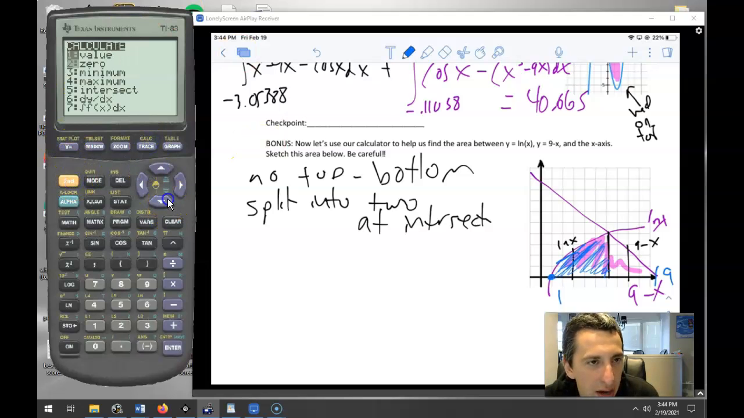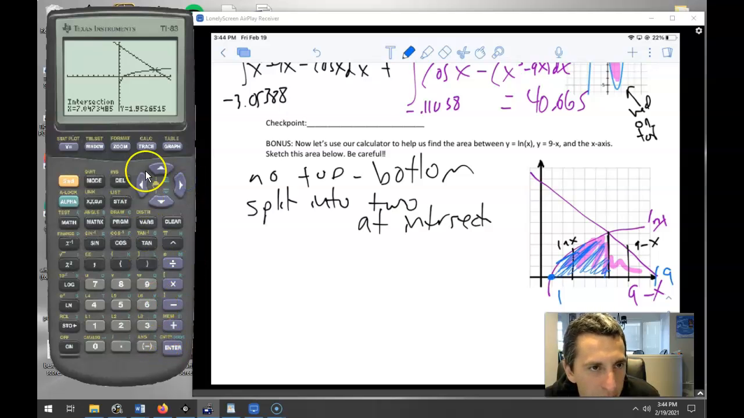So let's go second calc intersect here. So we'll go over a little bit. So we'll go first curve, second curve, guess. And then that gives you the intersection point there, which is at 7.0473. And then 1.9526. So that's like the x, and that's the y value. The x value is the only one we really care about for now. We'll need the y value tomorrow.